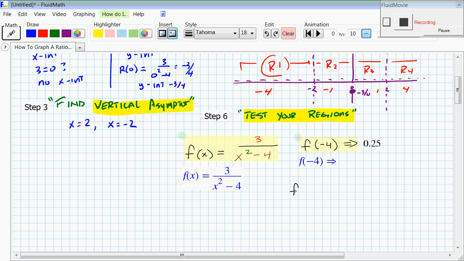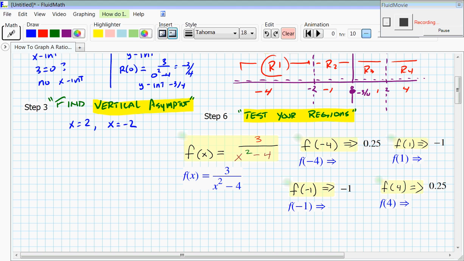What about f of -1? What's that going to be? Positive or negative? That's going to be negative, so that's below the x-axis, okay? How about in region 3? I want to figure out what f of 1 is. Or no, -1. So I have -1. And then finally, what's f of 4? That's going to be positive, okay?